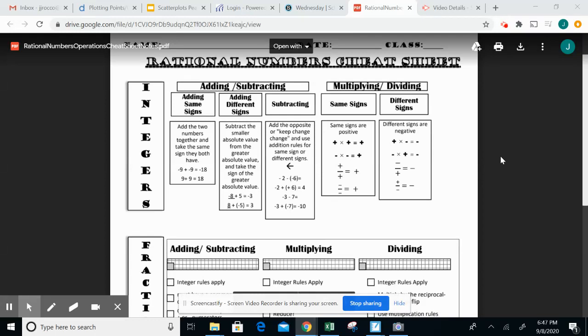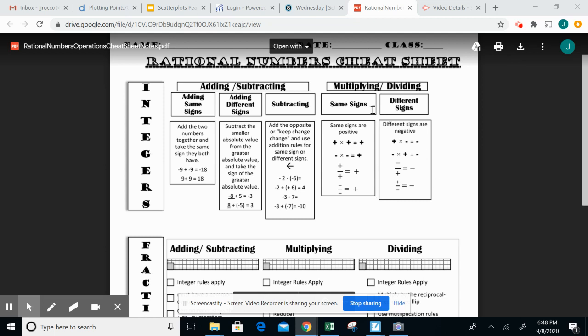All right, so I decided to split the video into two here. Second part will be division. This is division, and the rules still apply where if you're dividing same sign, it's going to be positive, and if you're dividing two different signs, it's going to be negative. And I'll show you what that means here in a second.